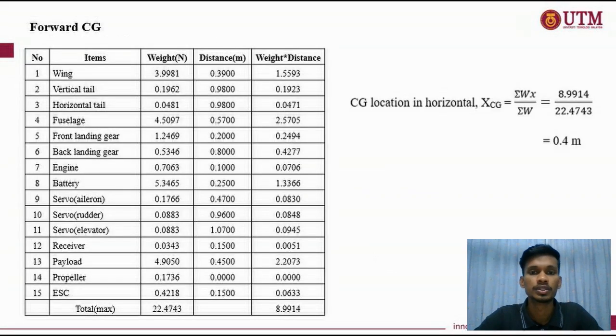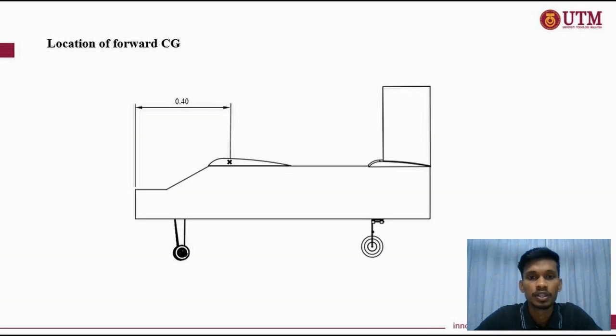Next would be the forward CG. In the calculation of forward CG, all the weights of removable loads that are located in front of our aircraft are included. The only removable load is the payload, which is located in the forward part of our aircraft. So there will be 15 components in total, and the CG location in the horizontal axis obtained is 0.4 meters, which is exactly the same as our maximum weight CG. And it can be seen in the slide the location of our forward CG.